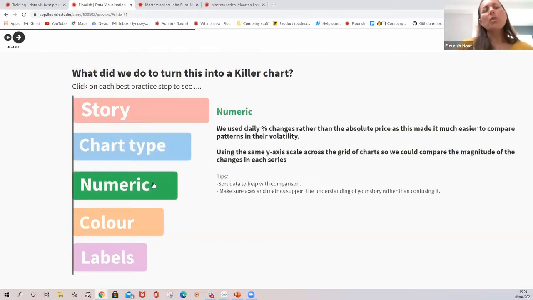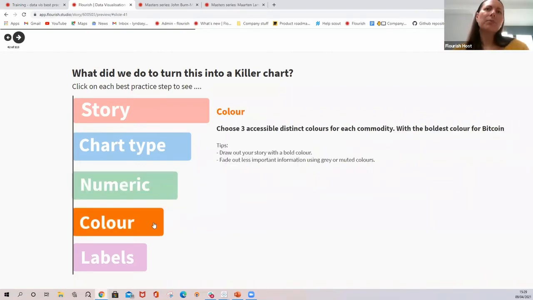series. We changed our metric to percentage daily changes rather than the price, because it made it much more obvious that Bitcoin was volatile. One thing I forgot to mention, which you could change, but I didn't: we kept the same x-axis across the whole grid of charts, because we wanted them to read from the same magnitude. But you can change the x-axis on your grid of charts if it's more the pattern that you want to show rather than comparing them.